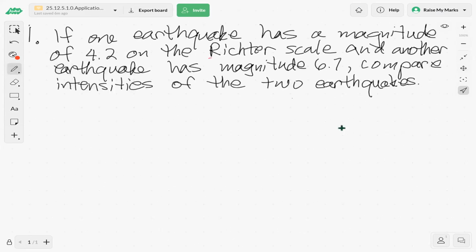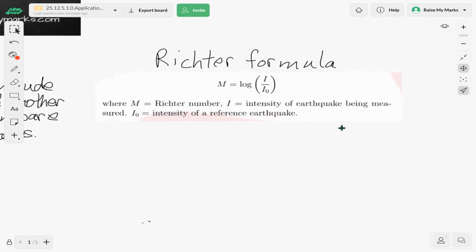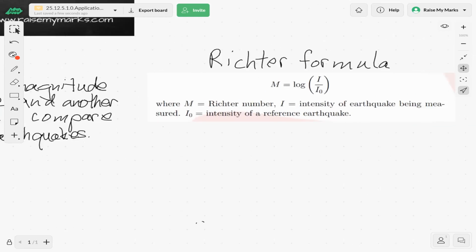This Richter scale and these magnitudes, how that's related. So if we just scroll over to the right, we have our Richter formula. So this is m equals log of I over I0. So here m is our Richter number, I is the intensity of an earthquake being measured, and I sub 0 is intensity of a reference earthquake.